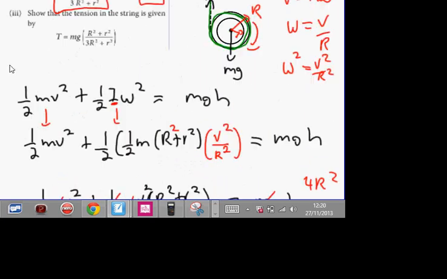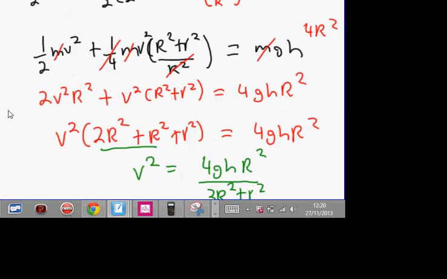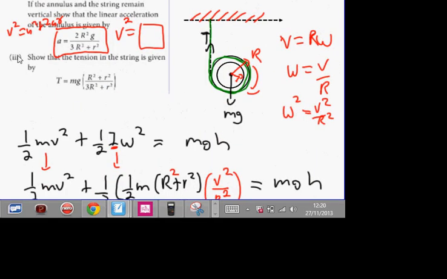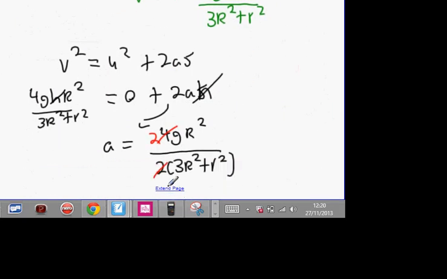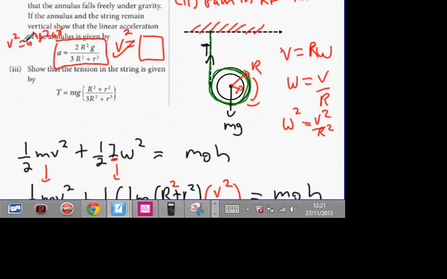Is that what they asked for? Take out the mg. Oh, that was for the tension now. Okay, yeah, proved. Now part 3, still not done yet, unbelievably. 2 big R squared over 3 big R squared plus small r squared. Okay, in this question, the linear acceleration, if we go all the way back to the start, it's going downwards. Net force equals weight minus tension.